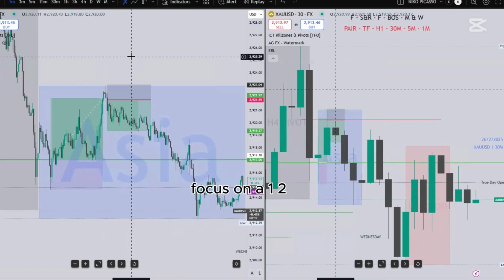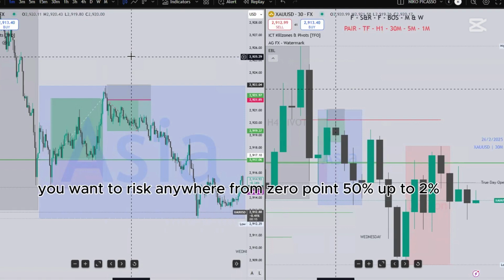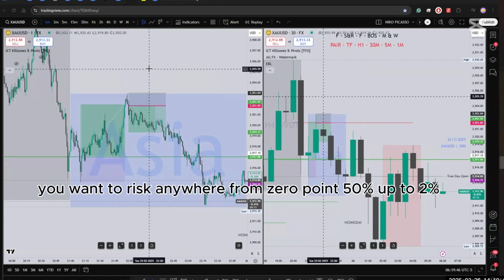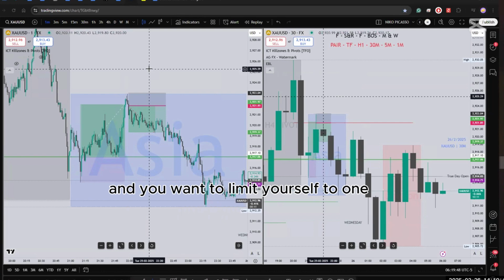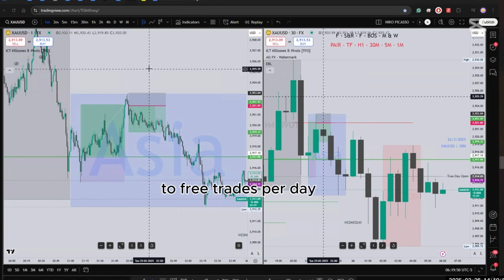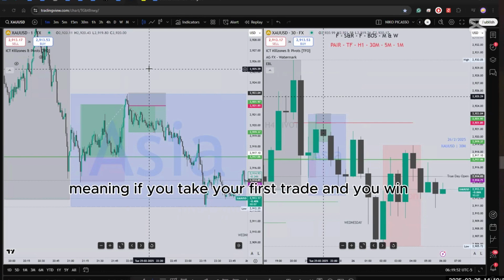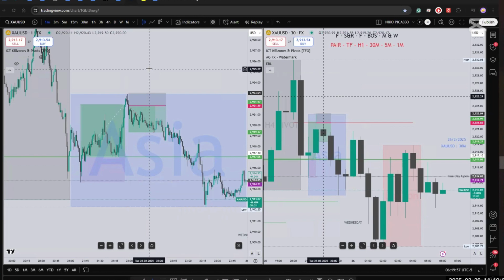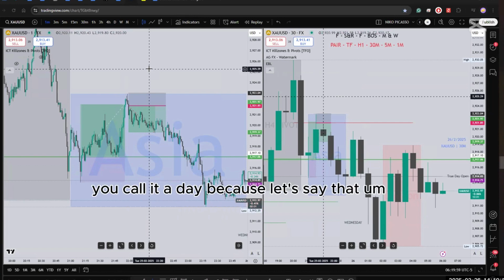Focus on a 2 to 1 risk to reward. Obviously you want to risk anywhere from 0.50% up to 2%, and you want to limit yourself to 1 to 3 trades per day, meaning if you take your first trade and you win, you call it a day. If you don't win, you take your second trade, and if you win, you call it a day.